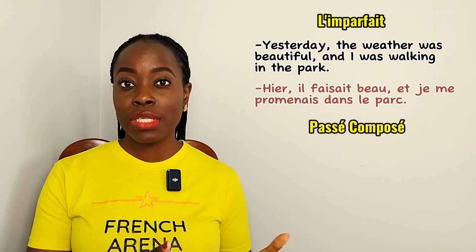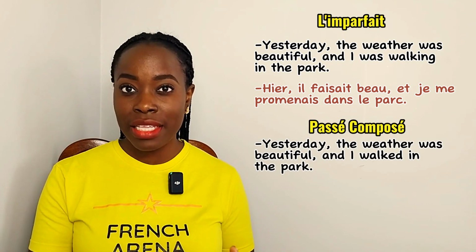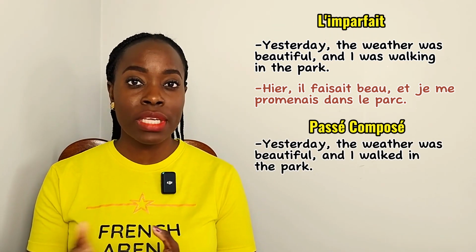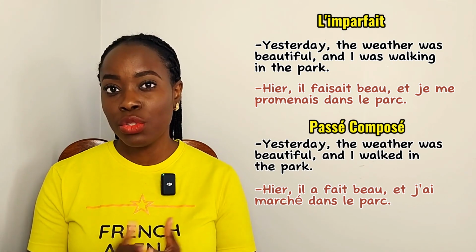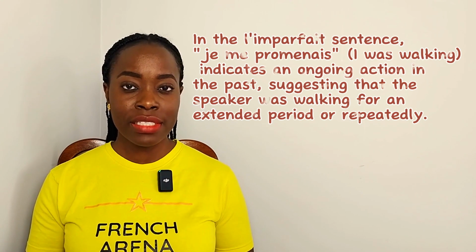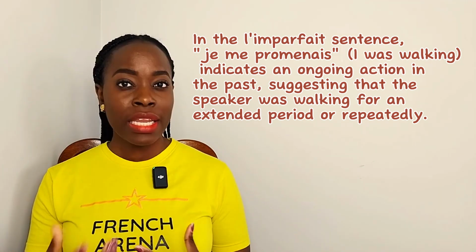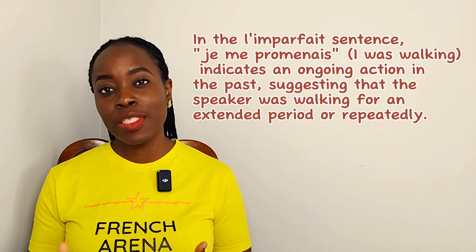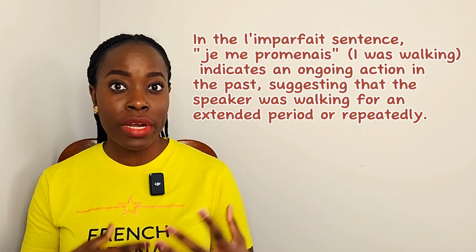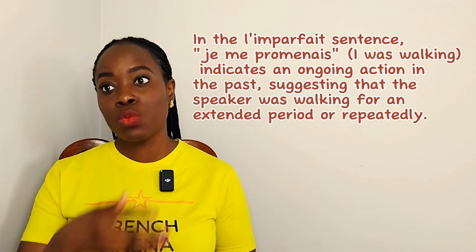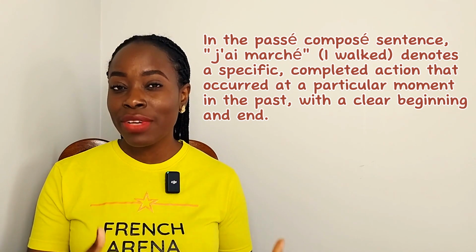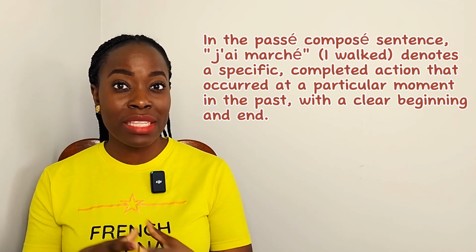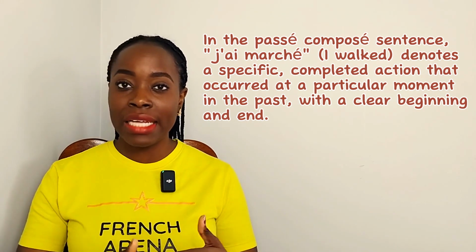And in le passé composé, I could say, in English, yesterday, the weather was beautiful and I walked in the park. And in French, I could say, hier, il a fait beau, j'ai marché dans le parc. In the imparfait tense, je me promenais, I was walking, indicates an ongoing action in the past, suggesting that the speaker was walking for an extended period of time, or repeatedly. In the le passé composé sentence, j'ai marché, I walked, suggests a specific completed action that occurred at a moment in the past with a clear beginning and an end.